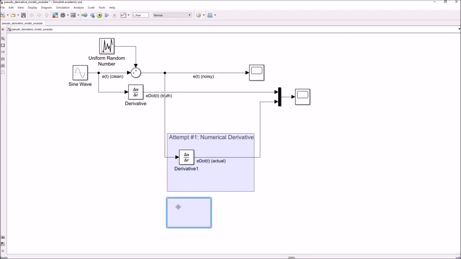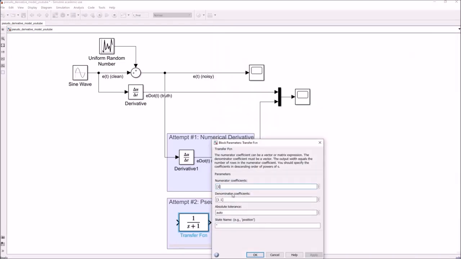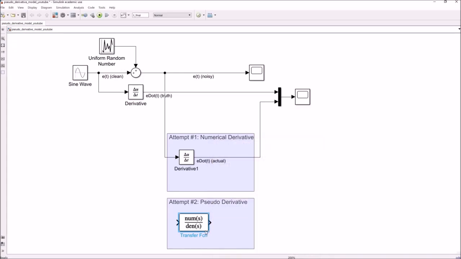Now let's do attempt number two, which is our pseudo derivative. The nice thing about the pseudo derivative is that we can implement it right off the bat directly using a transfer function, and this transfer function looks like AS over S plus A. This was our pure derivative followed by a single low pass filter. Let me rename this block pseudo derivative. We feed it the same signal E, our noisy error signal, and now we want to ask, does this do any better than attempt number one?